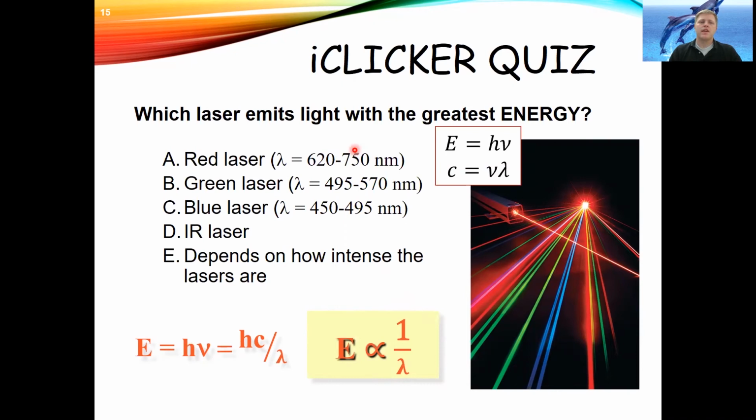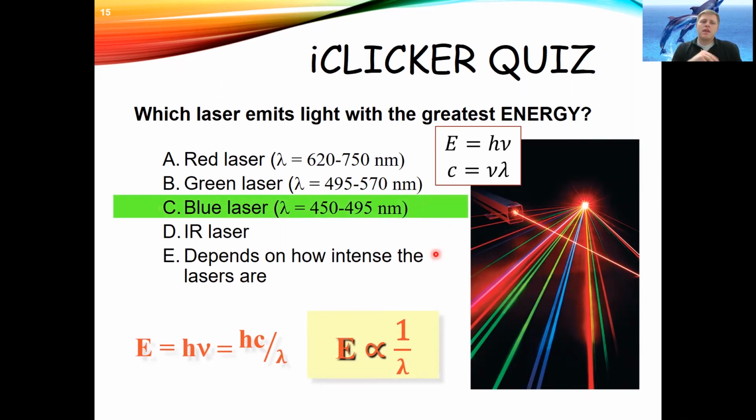So the red laser here has the longest wavelength that I'm giving you, and the IR laser, IR means infrared or beyond red, and infrared has longer wavelengths than visible light. So that goes back to that electromagnetic spectrum that you need to memorize. But then red lasers have longer wavelengths than green lasers. Green lasers have longer wavelengths than blue lasers. It does not depend on how intense the laser is at all. So the answer is blue laser emits light with the greatest energy because it has the shortest wavelength.